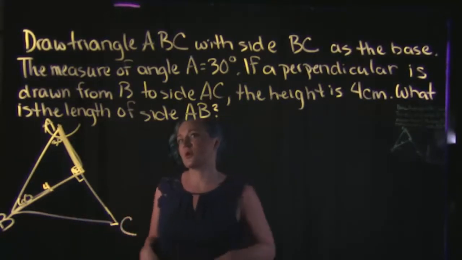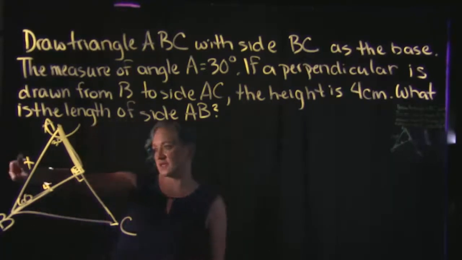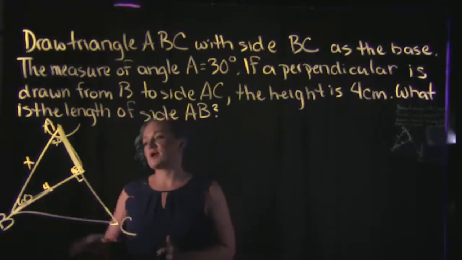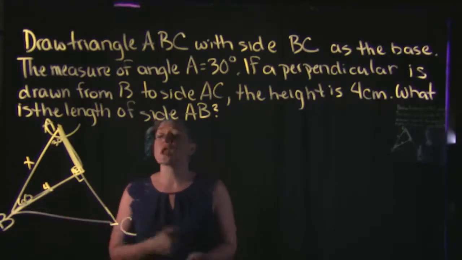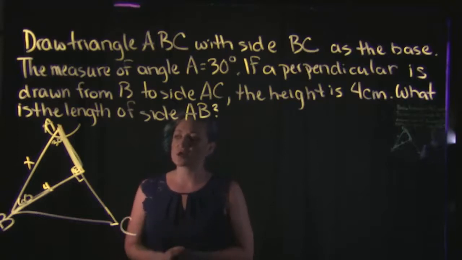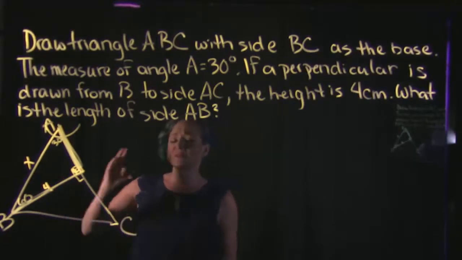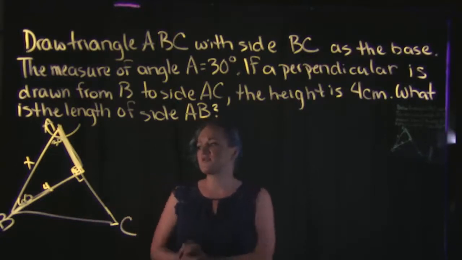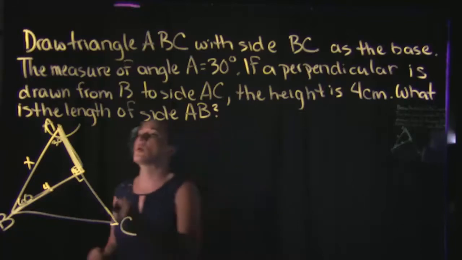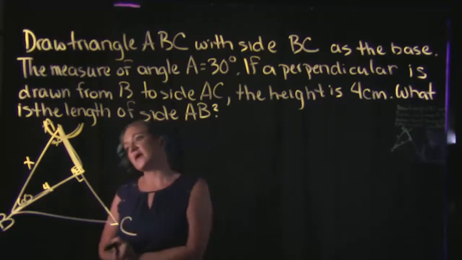So it wants to know what is the length of side AB. So we're trying to figure out the hypotenuse, how long that is. We cannot use Pythagoras Theorem here. That only works if you know 2 out of the 3 sides of the triangle. We are missing 2 sides, so we can't do that. But we can do a little bit of trig. So I'm going to use the angle 30 as reference here.